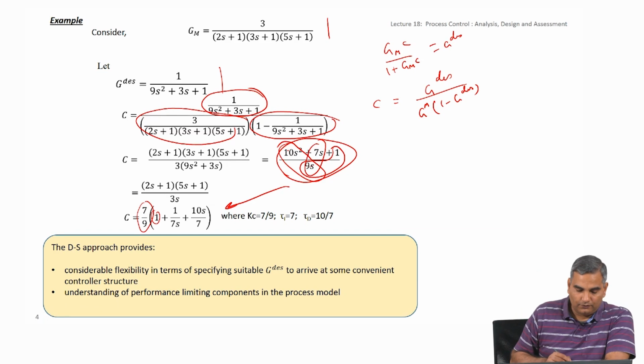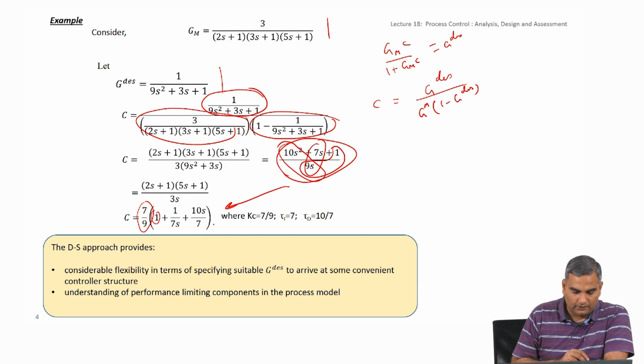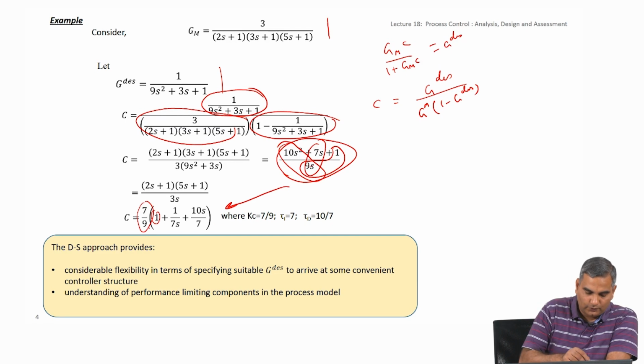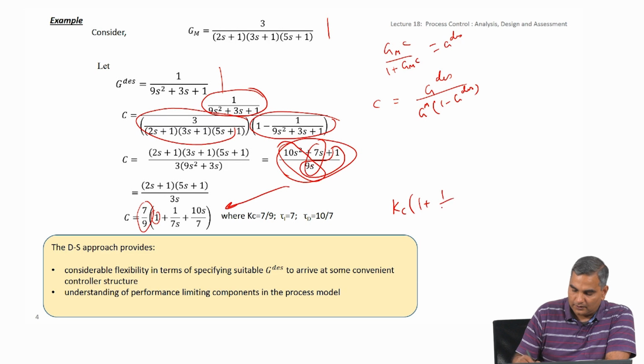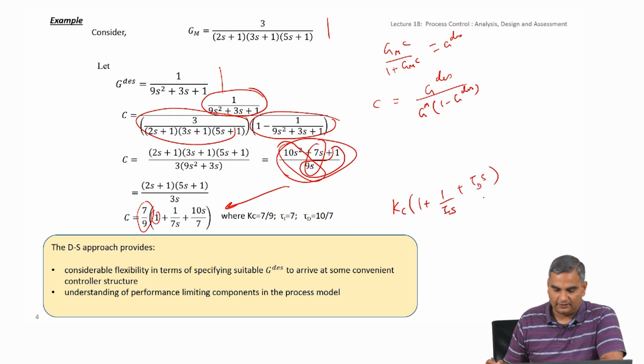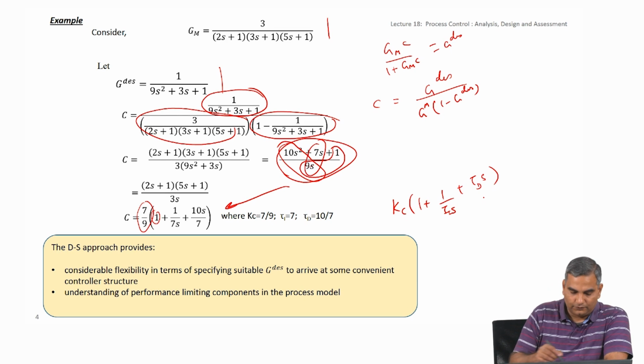Now, when you look at this expression, you will notice that this is of the form Kc times 1 plus 1 over tau I s plus tau d s. So, that is the form that you have. If you read off, Kc is 7 by 9. 1 over tau I is 1 over 7, so tau I is 7. And tau d s is 10 over 7 times s, so tau d is 10 over 7.